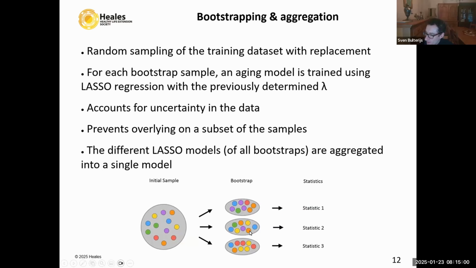You cut it into multiple subsamples, and then you're going to run a regression on each of these subsamples using that lambda parameter we found before. And this will help to account for uncertainty in the data and also will prevent over-relying on a subset of the data for developing the final model.